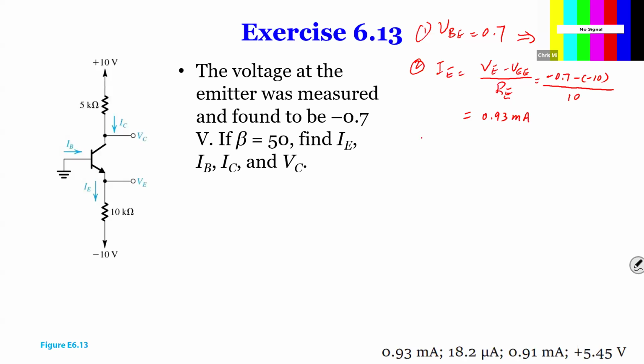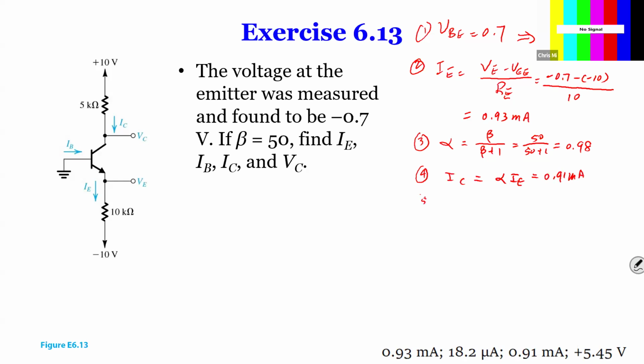The next step is to find alpha, because beta is given. Alpha is beta over beta plus 1, so 50 over 50 plus 1 gives roughly 0.98. Then we can find IC, because IC is alpha times IE, which is 0.93 times 0.98. That gives you 0.91 milliamps.